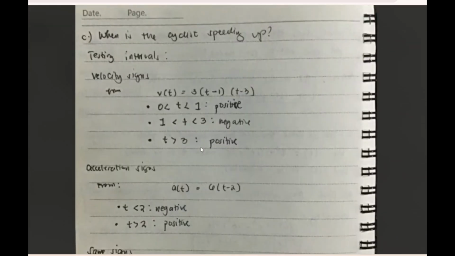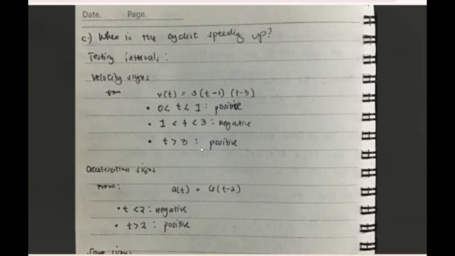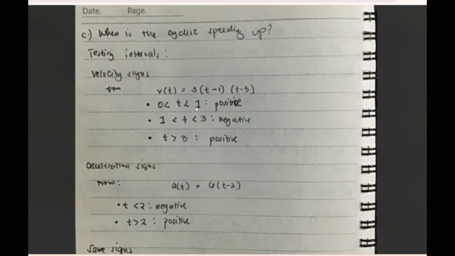Now for letter C, when is the cyclist speeding up? To know when the cyclist is speeding up, we are going to test signs from the given velocity. We are given here t is greater than 0 but lesser than 1. So let us try to find any number that we can define here. We can try 0.1, 0.2, and 0.3 and plug them in here. So let's try 0.1.